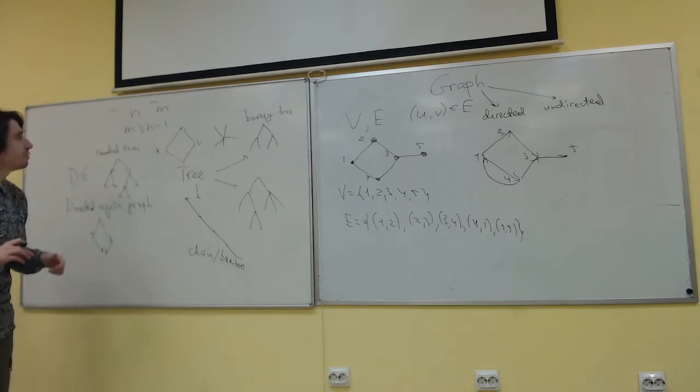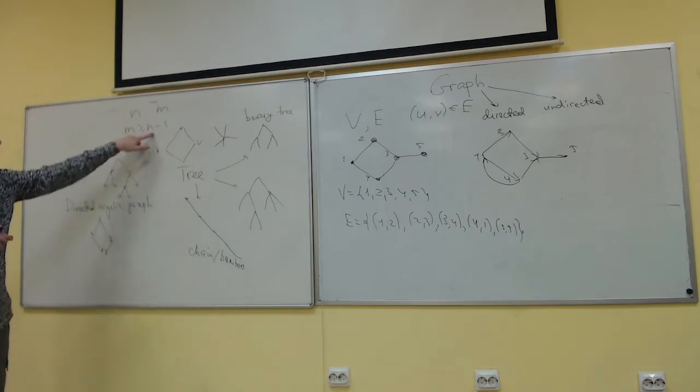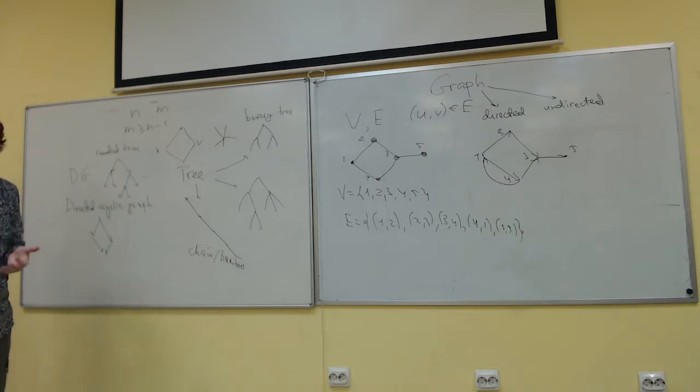So if your graph is connected, then the number of edges in it is at least n minus 1. So if the graph is connected and the number of edges is n minus 1, then it is a tree. You could say that.